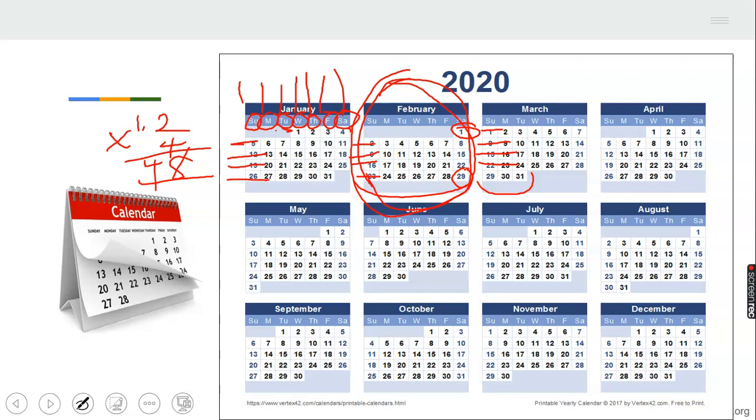A leap year is when February ends at 29. When February gets to 29. It's not every time that February gets to 29. So take note of that. It's not every time.